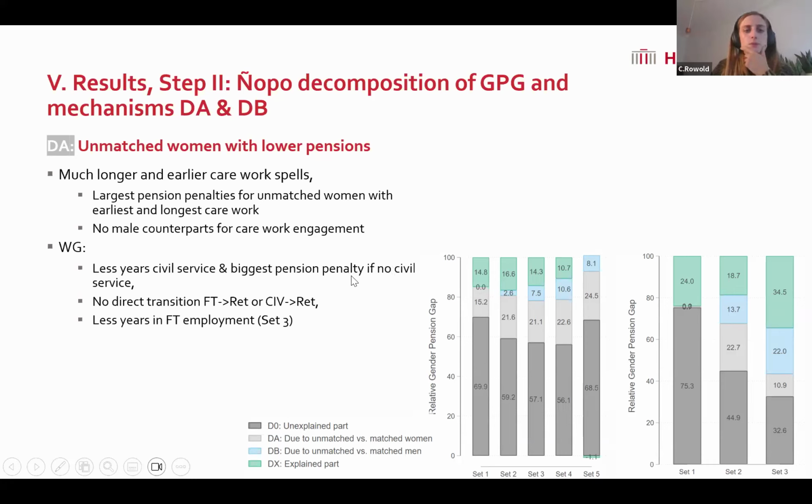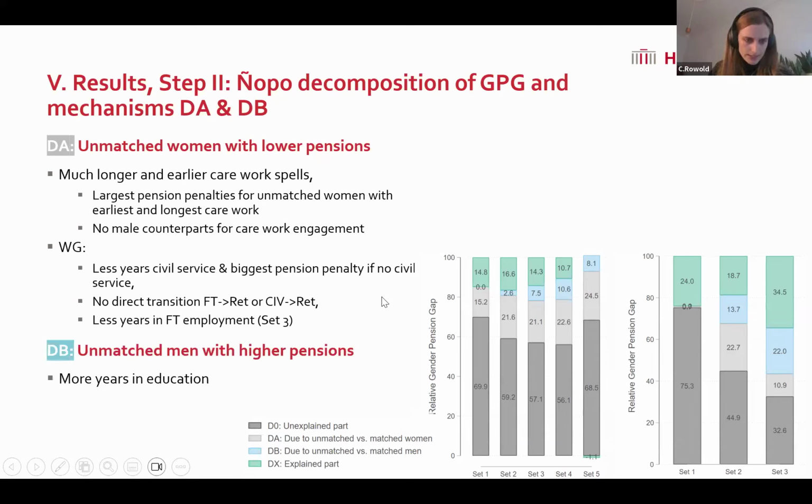Maybe I skip a little bit of this, but what is also interesting for West Germany, I also find that these women that are not matchable are also those that have no direct transitions from full-time employment to retired or from civil service to retired. And we know from the other paper that this has a reason, right? Those women who do a lot of care work are just simply very unlikely to report themselves as being retired. Maybe just another way how this gender survey sample bias can unfold itself in our data.